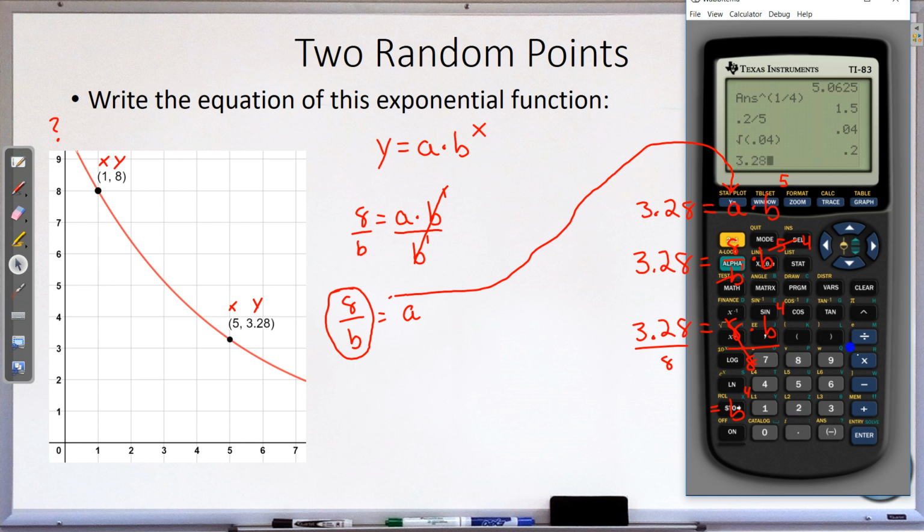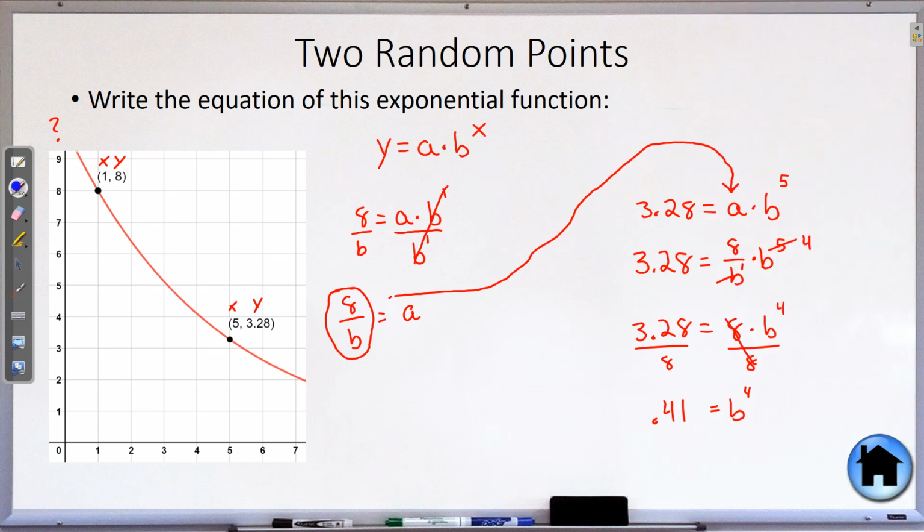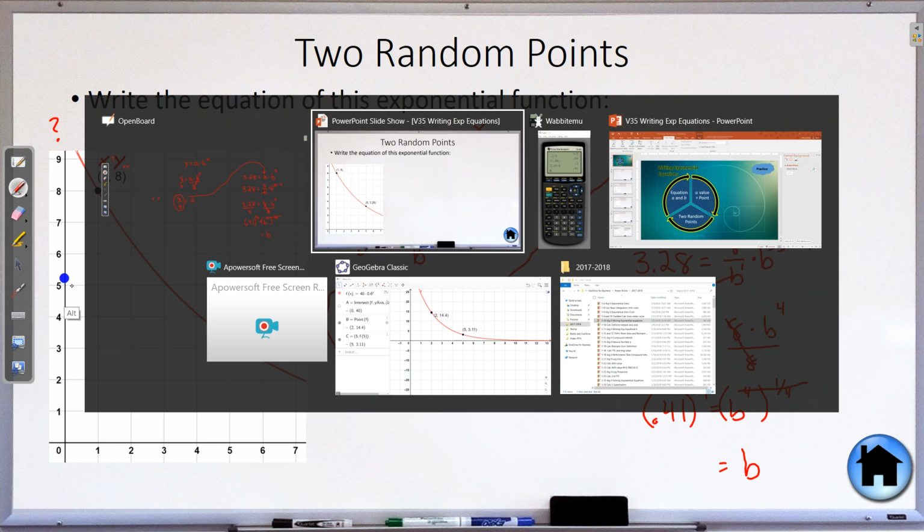3.28 divided by 8. So that gives me 0.41. And let's see, we have to raise this to the 1/4 power to both sides. That cancels this out. I'll be left with just a b. And so I need 0.41 to the 1/4 power.